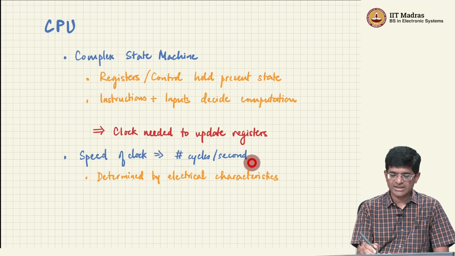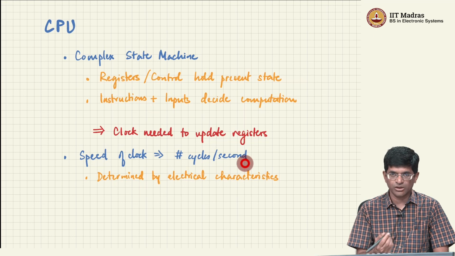Now, therefore, it seems obvious that having more cycles per second is a good thing. There are drawbacks which we will get to later. But then comes the question, why not keep increasing it? Why do I stop at 1 megahertz? Why do I stop at 1 gigahertz? Why not go to 10, 20, 100 or 1 terahertz, right?